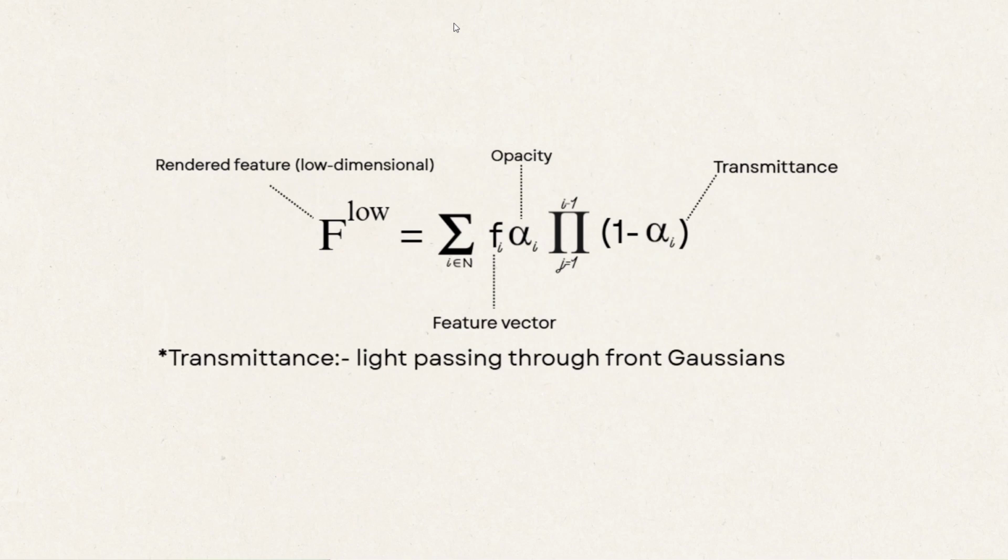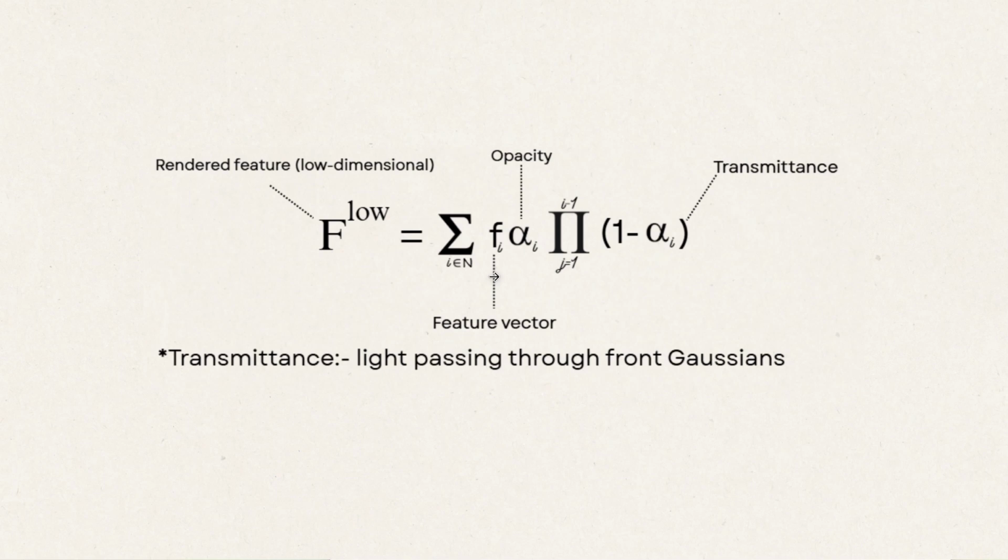Each Gaussian stores a few things: a location in the 3D space, a rotation, a scale, view dependent color, and most importantly, the learnable feature vector F that we just mentioned.